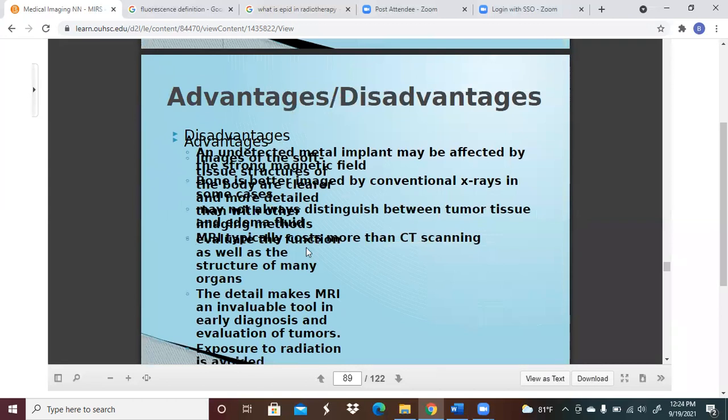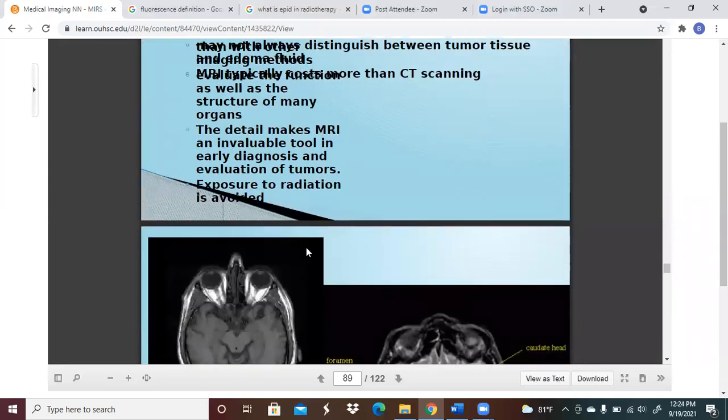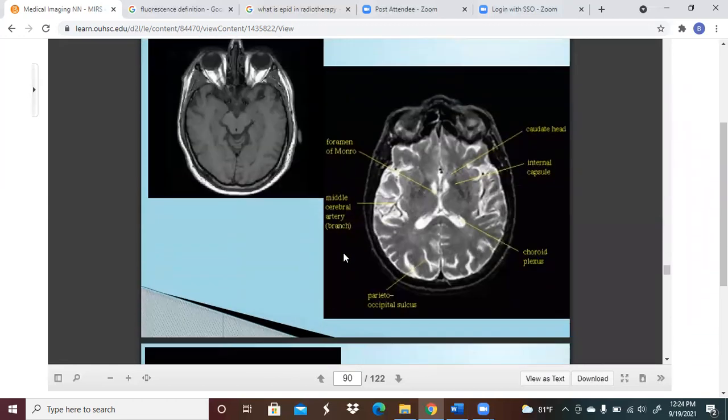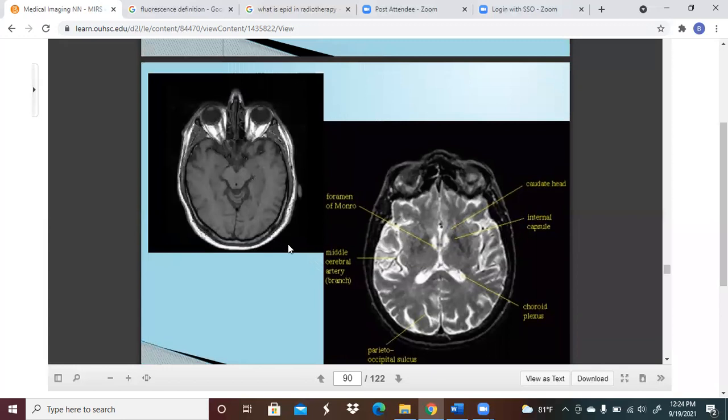Again, there are certain advantages and disadvantages of each. Wish the slide there had separated that out. You have generally in the head is a place where you use MRIs quite a bit. So you're going to take this and you're going to be able to identify certain anatomical structures.